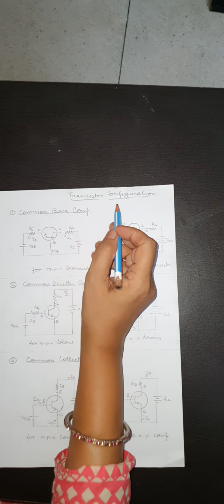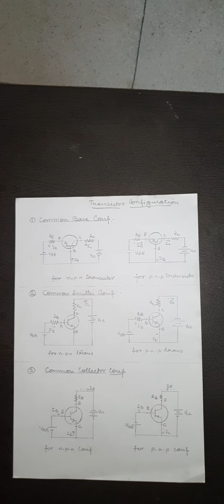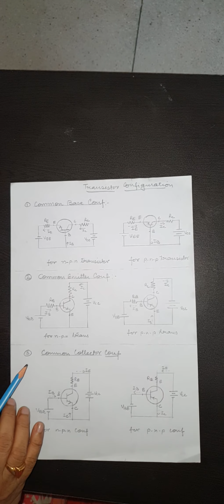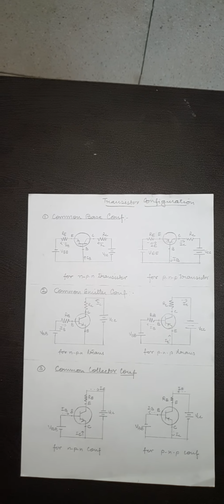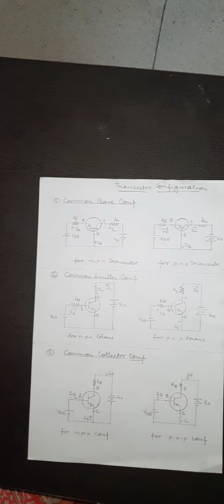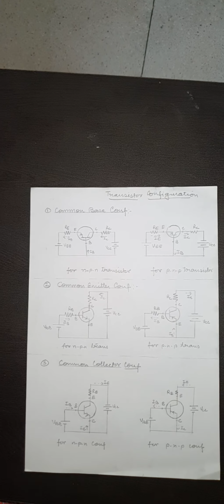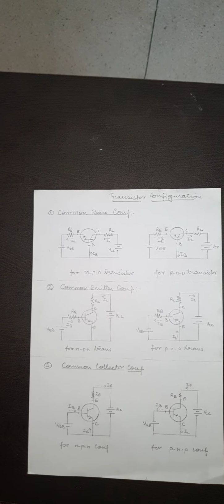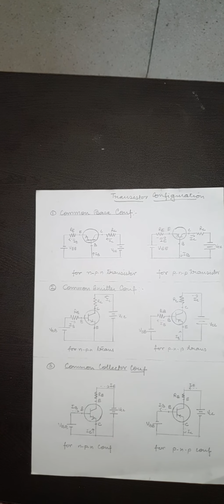Transistor configuration. There are three possible configurations of transistor: common base configuration, common emitter configuration and common collector configuration. Before we start discussing about configuration, we must note one important point, that in all configurations emitter base junction is always forward bias and collector base junction is always reverse bias to operate transistor in the active region.